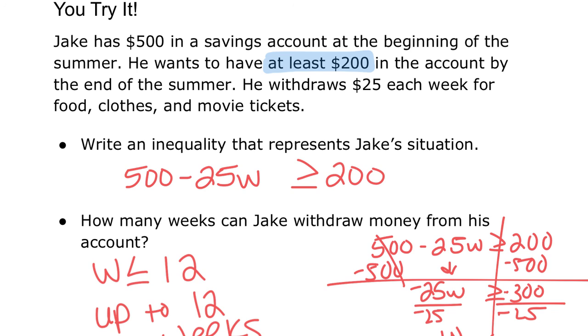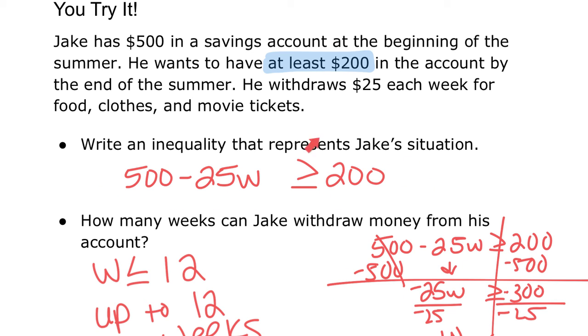Okay, so take a look at this and see if you got the same inequality and solution that I got. So the inequality is written this way because he wants to have at least $200. That means he wants to be greater than or equal to 200. That was the right side of our inequality. So since he started at 500 and was withdrawing 25 a week, I subtracted 25W from that. And so you could work it out like this.